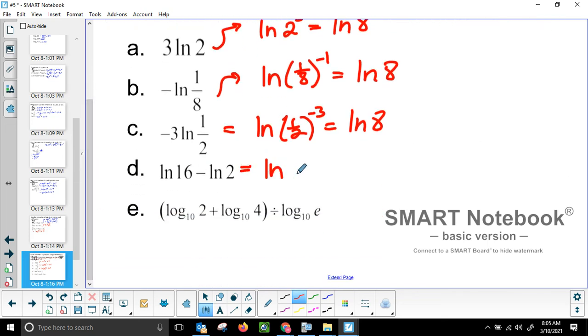Here, we use our quotient property. We say this is the ln of 16 over 2. Of course, 16 over 2 is 8.